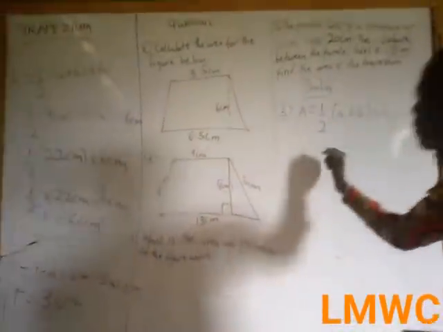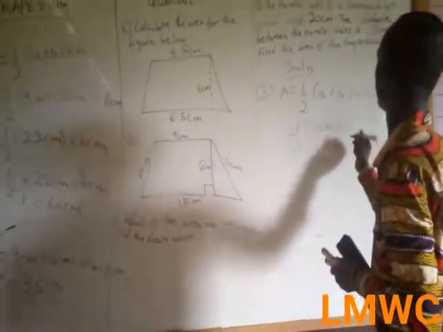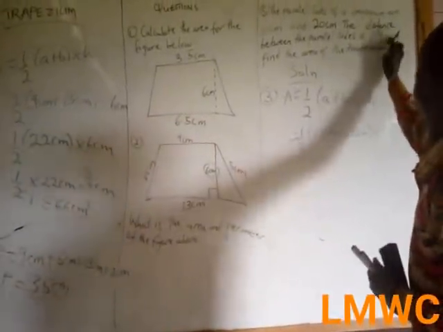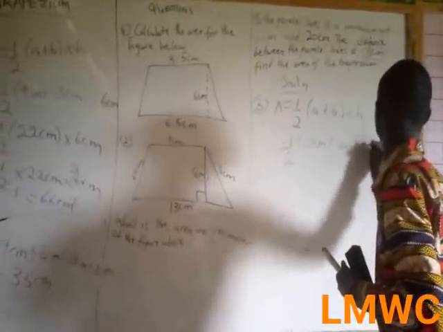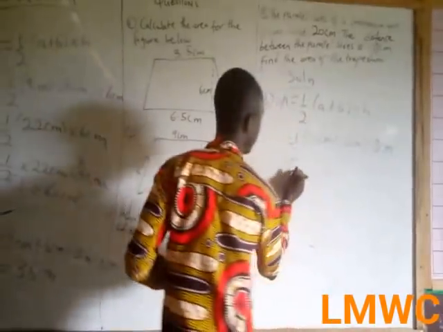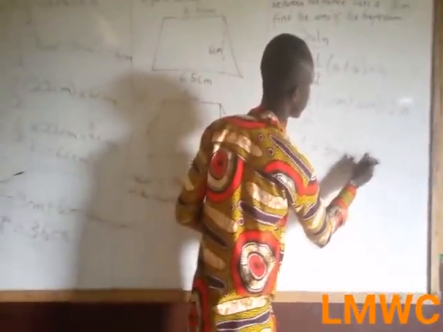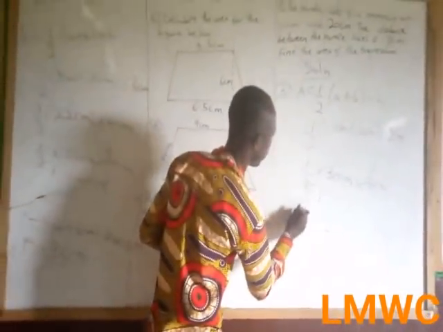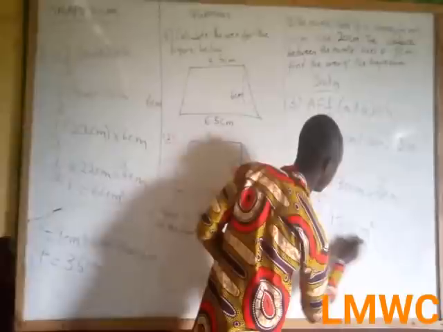We know the sides as 10 centimeters and 20 centimeters. So it becomes half times (A, 10 centimeters, plus B, 20 centimeters) times H. Our H is this one, which is 8 centimeters. So it becomes half, 10 plus 20, we have 30 centimeters times 8 centimeters. 2 goes here, 1, 2 goes here, 4. So we have our area as 30 times 4, which is 120 centimeters squared. That's our answer.